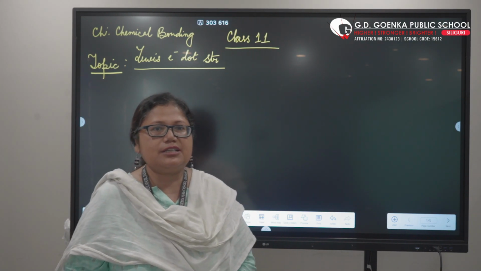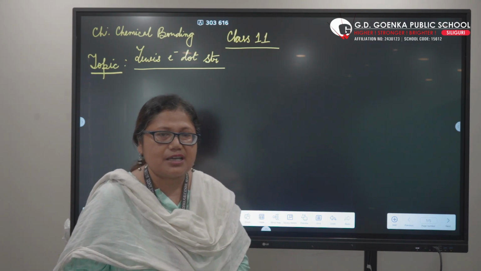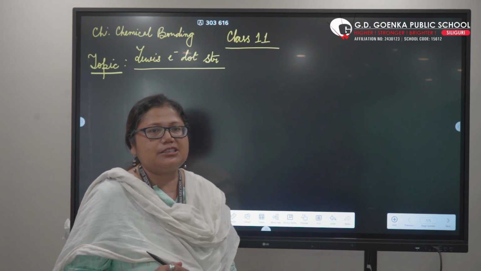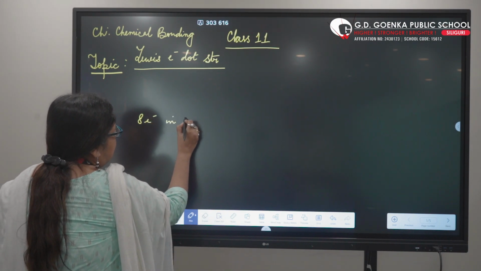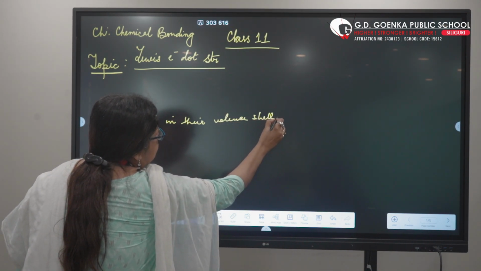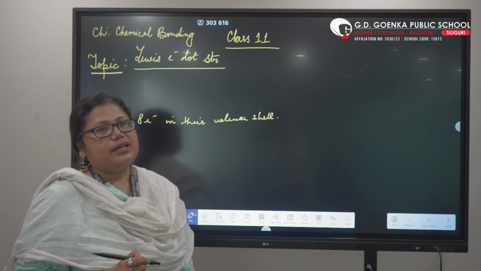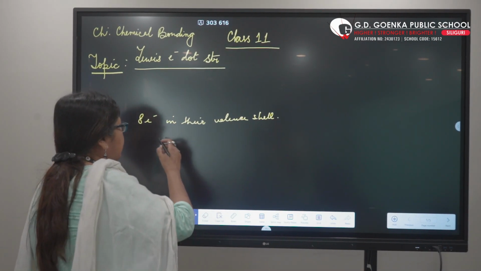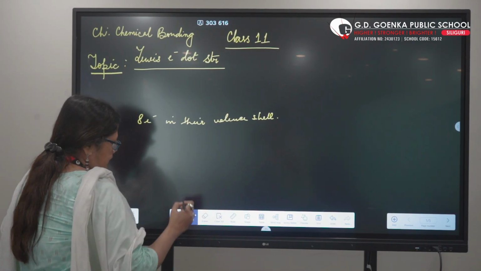According to Lewis and Kossel, these two scientists, when atoms of the same or different elements chemically combine together to complete their octet, that is, to have 8 electrons in their valence shell, during the formation of molecules or compounds, or say an anion or cation, they chemically combine together to complete their octet, that is, they will have 8 electrons in their valence shell.